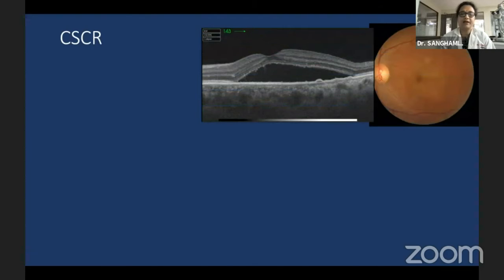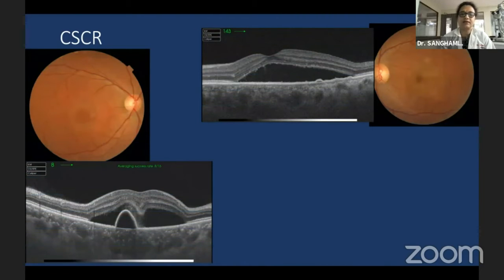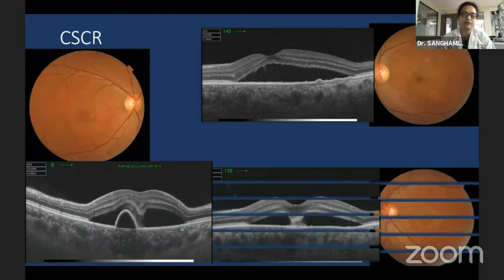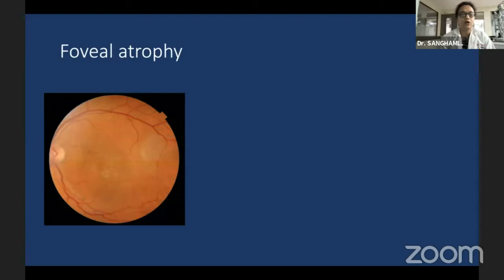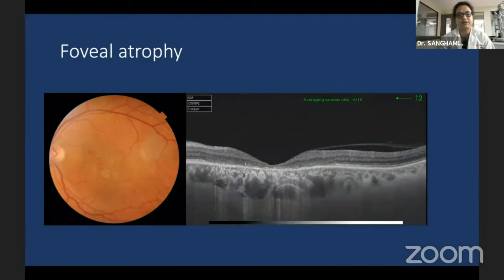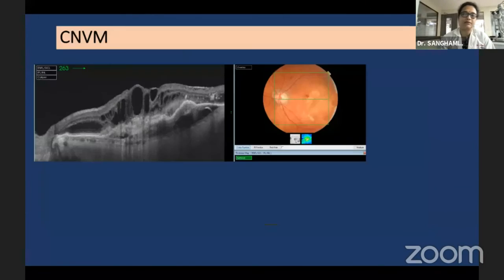So these are different types of CSR where you see a serous detachment in the first case, then associated with the PED, then with fibrinous exudate in the central macula. But this was a long-standing case of CSR where there is already a foveal atrophy. OCT proved the same, showing foveal thinning and gross enlargement of the choroidal capillaries.